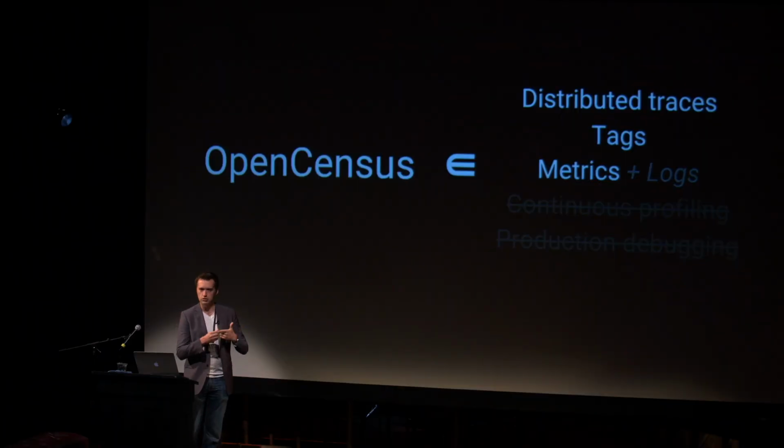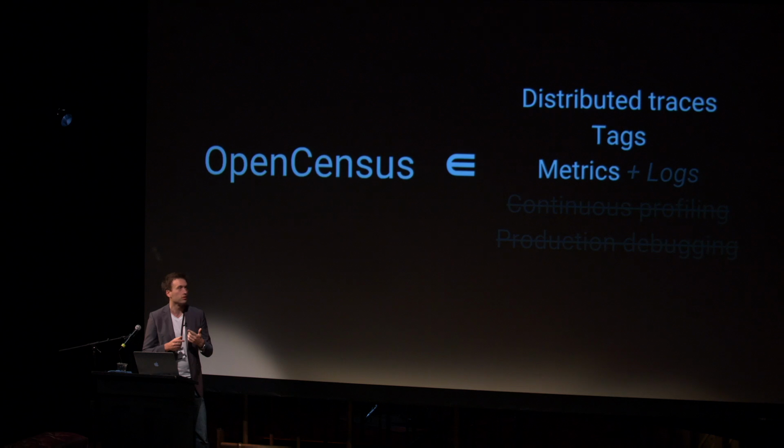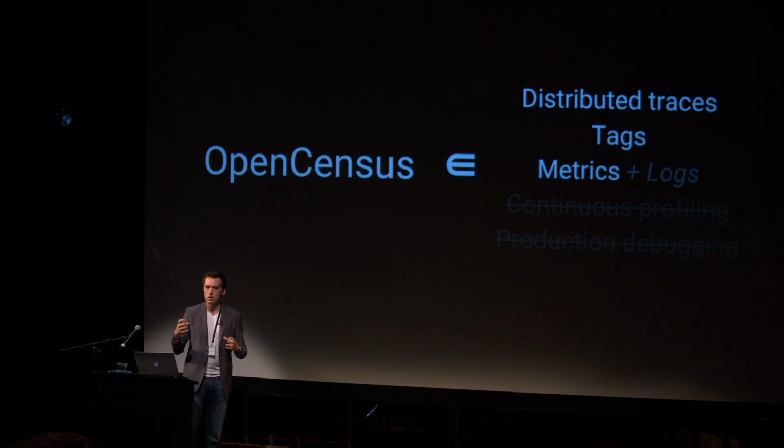To jump back into those more concrete concepts, we're focused on extracting distributed traces, tags, which are a way that we enable correlations, and metrics from applications. I've also highlighted logs here. Right now, we're not focused on extracting logs from apps, but it's important to get the sort of correlations between traces and metrics and logs in there.